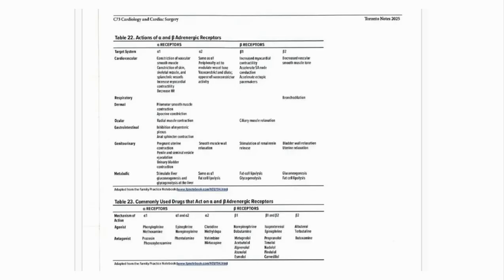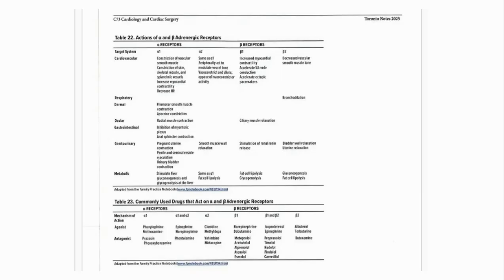Alpha-1 antagonists. Examples include prazosin and phenoxybenzamine. These drugs produce vasodilation, and clinical indications include hypertension, benign prostatic hyperplasia, and pheochromocytoma, particularly with phenoxybenzamine.